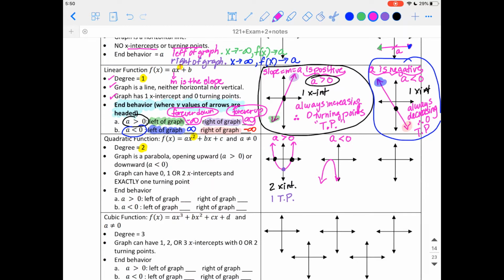And so there's an infinite possibility of graphs, but here it's just so you can have an example of the different turning points and x-intercepts. So this graph only has one x-intercept because it touches the x-axis only once. And that point actually also happens to be the one turning point as well.